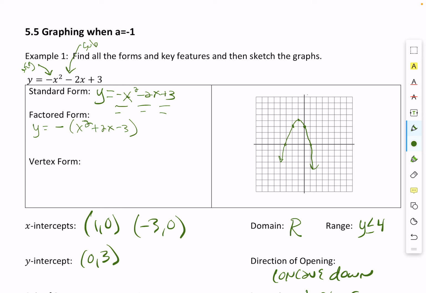Do you guys need me to walk through the puzzle, or have we done enough of them that you think you could do the puzzle? Can you do it? Victoria, what do you do with the negative? Yeah, we ignore it for our puzzle. Okay, all right, I think you guys can do it. So take like 30 seconds and get me my factored form.